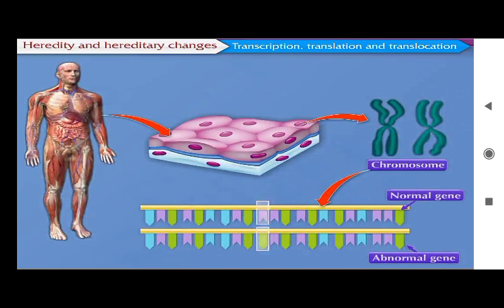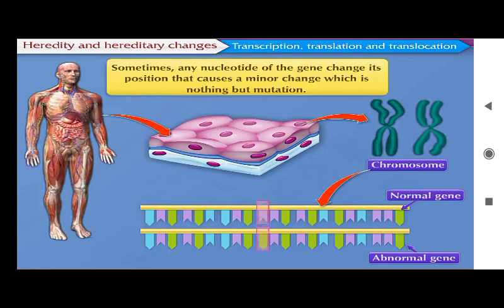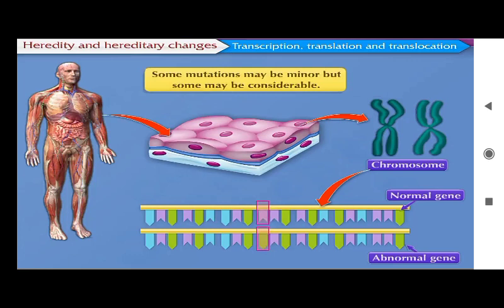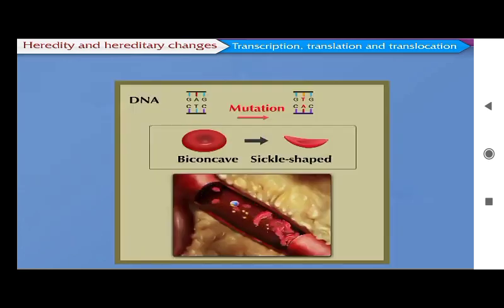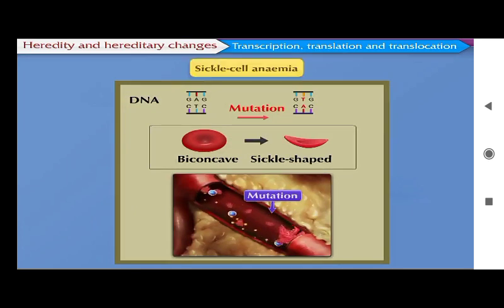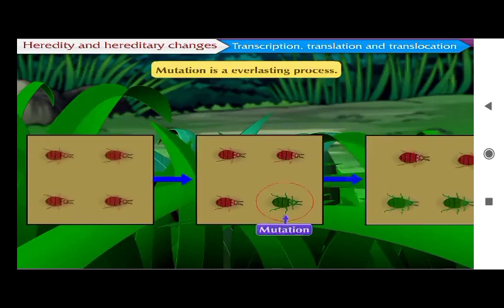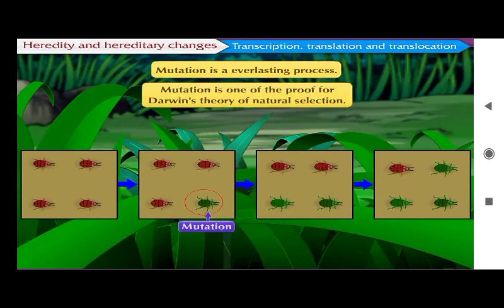However, sometimes sudden changes occur in those genes. Sometimes a nucleotide of the gene changes its position, which causes a minor change, which is nothing but mutation. Some mutations may be minor, but some may be considerable. For example, mutation may cause genetic disorders like sickle cell anemia. Mutation is an everlasting process, and it is one of the proofs of Darwin's theory of natural selection. Come, let us now study the concept of evolution.